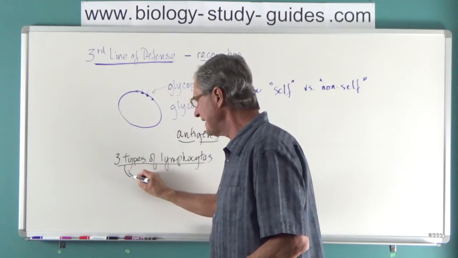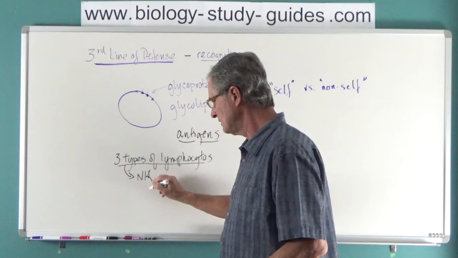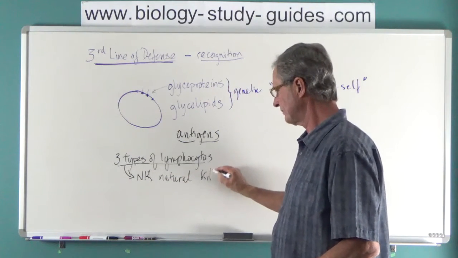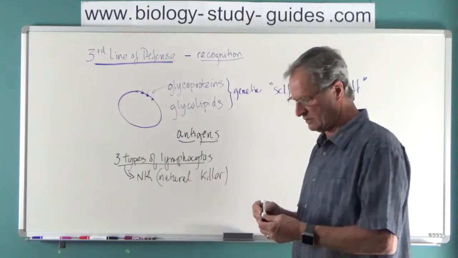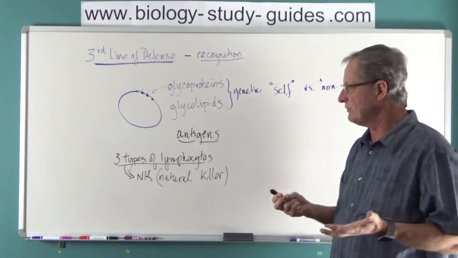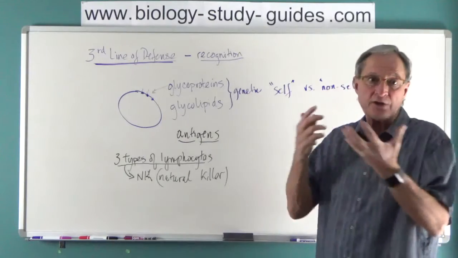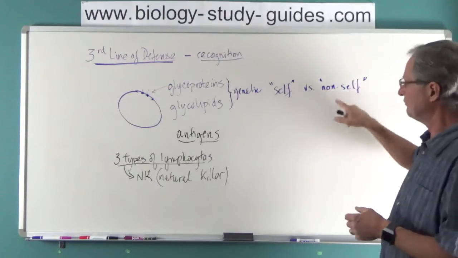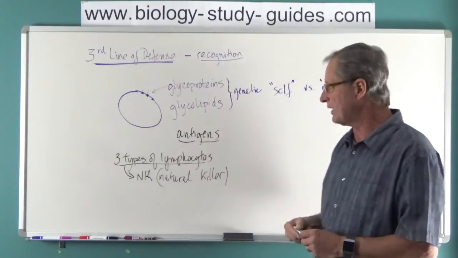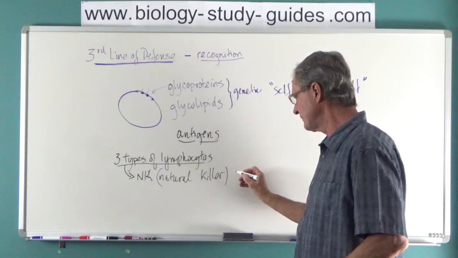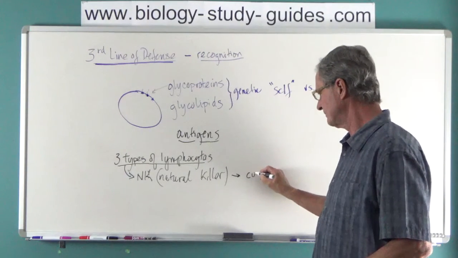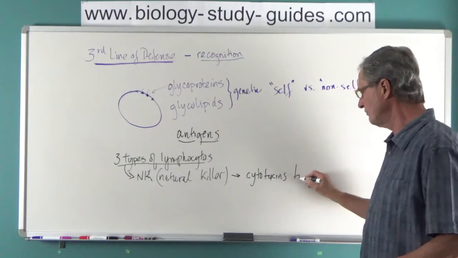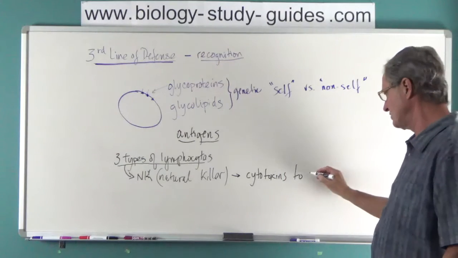One of them is called an NK cell. Natural killer. These cells travel about your circulatory system and they respond to cells or things in your blood that they say, well, that's not supposed to be here. So they can recognize self versus non-self just on the basis of what the membrane has on it. And these will release cytotoxins to destroy foreign cells with foreign antigens.